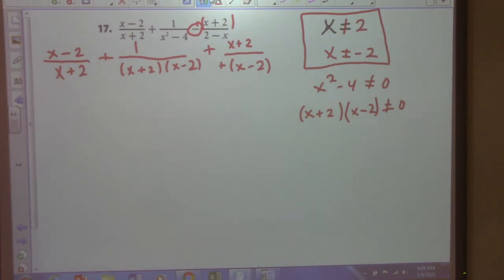So what is going to be our common denominator on this one? x plus 2, x minus 2? x plus 2, x minus 2, okay?